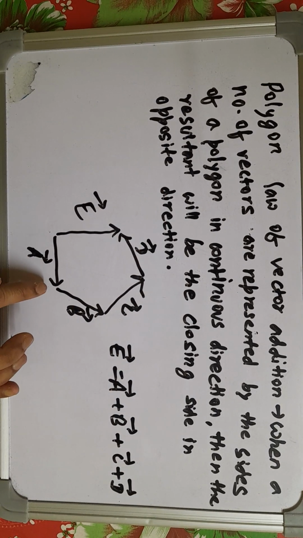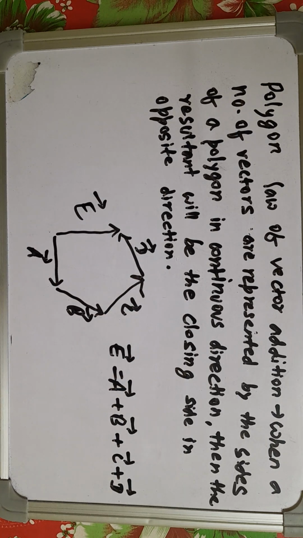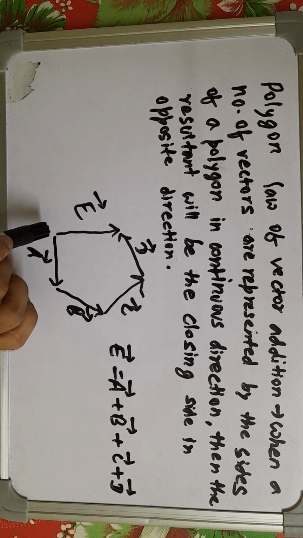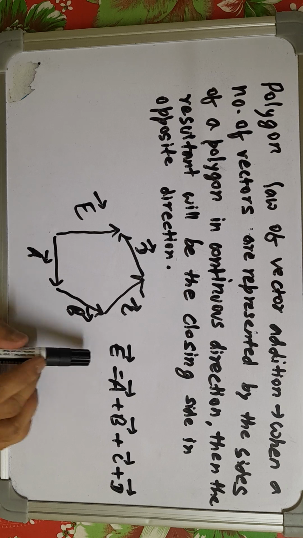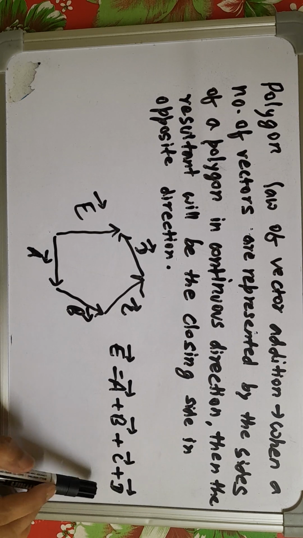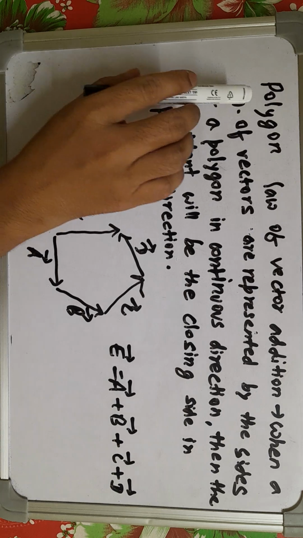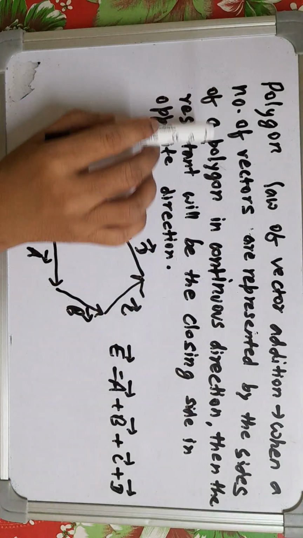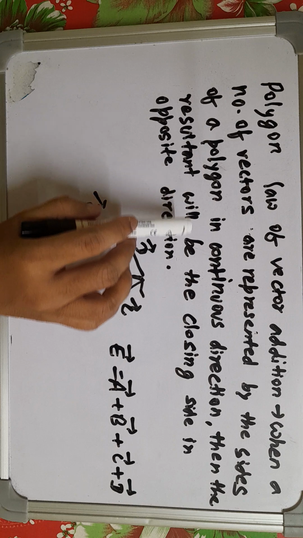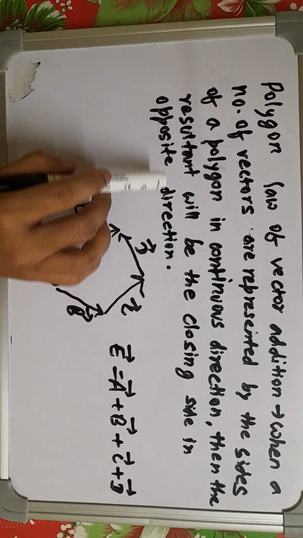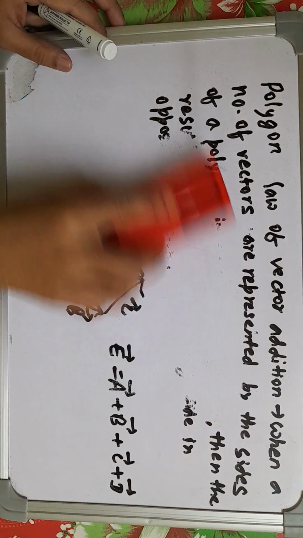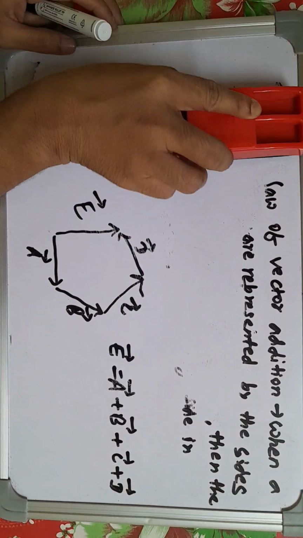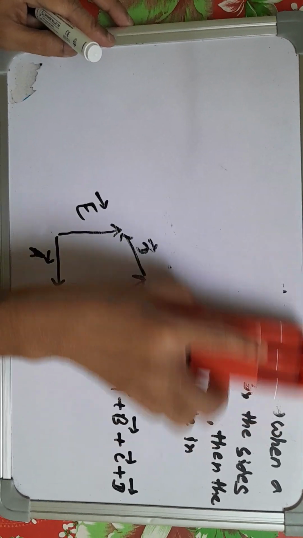Let us suppose vector A, vector B, vector C and vector D are represented by the sides of a polygon in a continuous, anti-clockwise direction. So the last side, the closing side, that is E vector, in the opposite direction will be the resultant. That means E vector is equal to A vector plus B vector plus C vector plus D vector. So what is the polygon law of vector addition? When a number of vectors are represented by the sides of a polygon in continuous direction, then the resultant will be the closing side in the opposite direction. So the triangle law of addition and polygon law of vector addition, I think it is clear to you all.